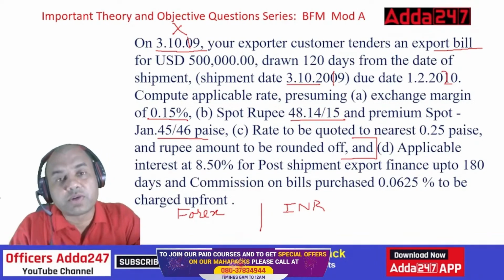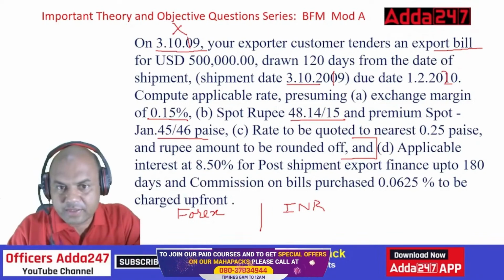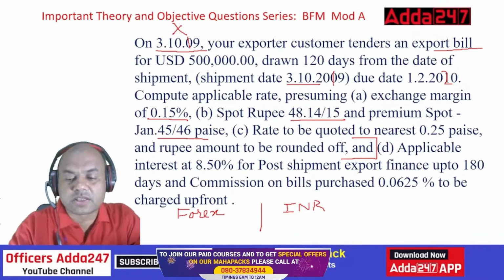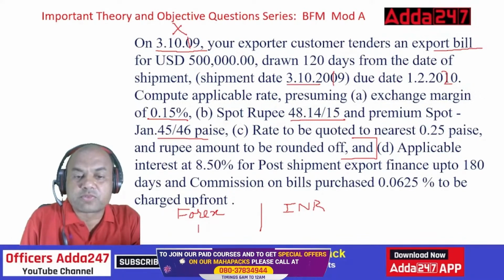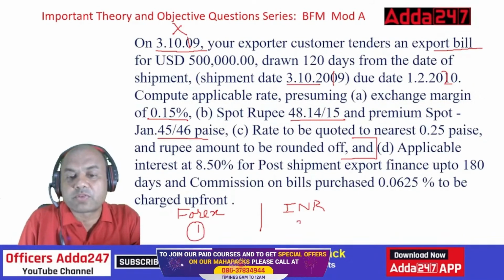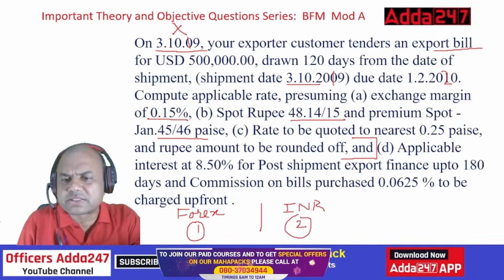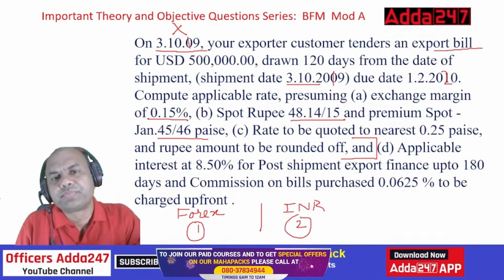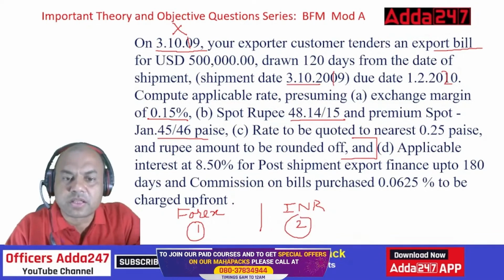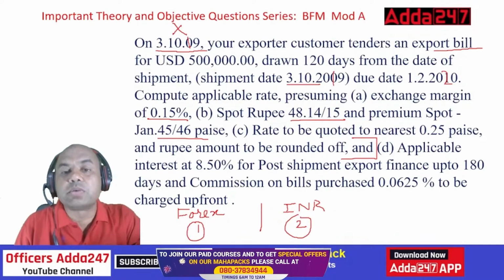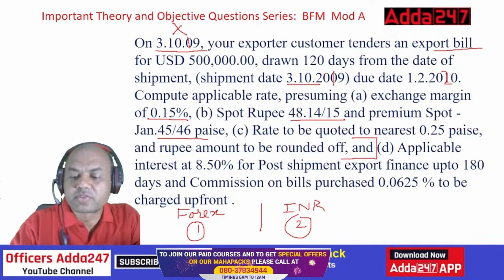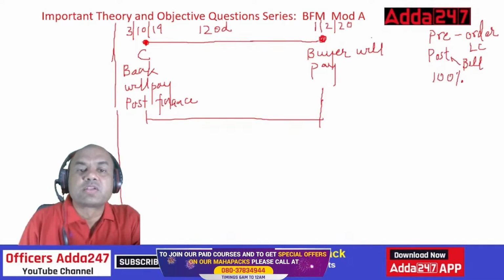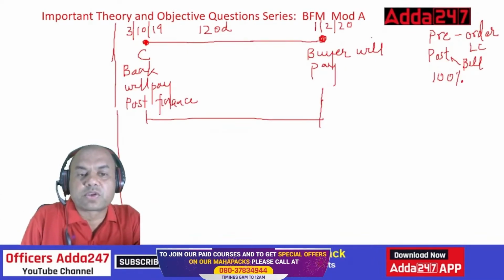So you'll have to divide this problem into two parts, right? Clear? Now let's solve this further. First we'll solve this forex part, and the INR part we'll solve second, because the INR part is simple. It's just a normal loan and that rate of interest is to be calculated. But forex part is important. How much amount is to be given? What is the rate to be given? That is important. So let's solve that first.